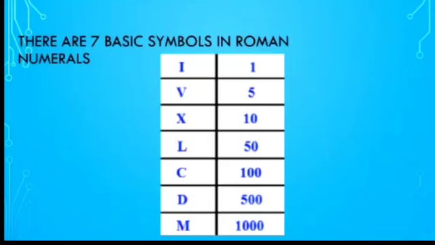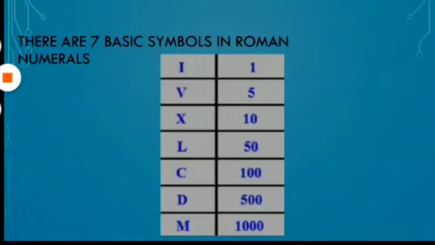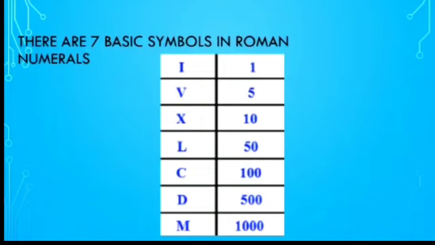With the help of the 7 symbols, we can write several Roman numerals. Like in our Hindu-Arabic system, we are using 0 to 9, right? 10 numbers. With the help of the 10 numbers, we are writing as many numbers. In the same way, with the help of these 7 basic symbols, we can write several Roman numerals. Students, please pause the video for a minute and memorize the symbols with the values.